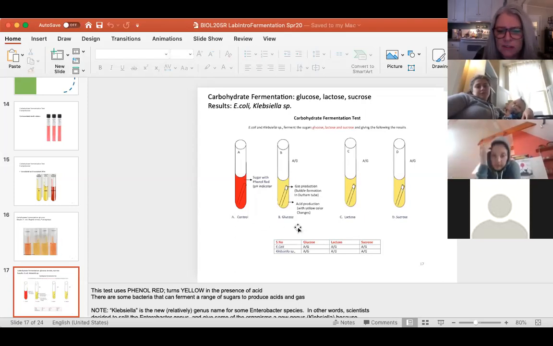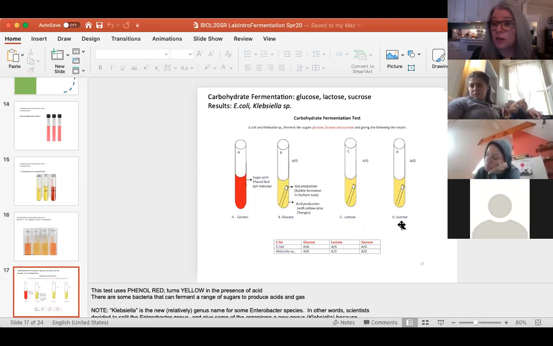In the tube that's labeled B, that's our glucose tube. Obviously, it's yellow. So both E. coli and Klebsiella were able to ferment glucose. And if you look, there's a little bubble of gas in the top of the Durham tube. Both of these organisms ferment glucose and produce gas in the process. We would record that as acid plus gas. Now, if you go over to tube C, that's our lactose tube, and it looks exactly the same. And in fact, tube D looks exactly the same for sucrose.